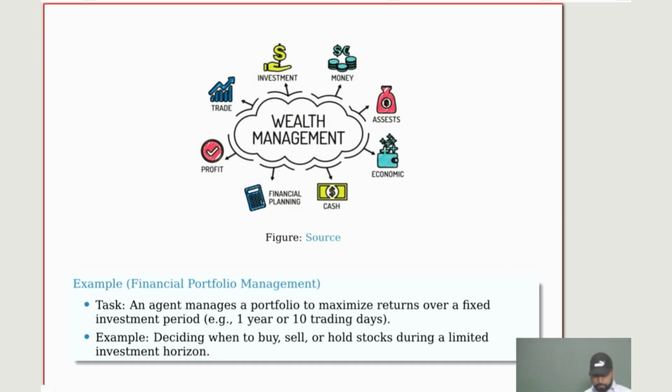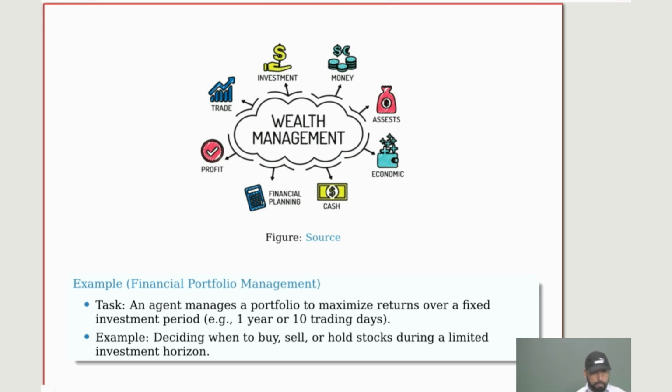It could be a portfolio management problem, which could be seen as a finite horizon problem. An agent, whoever the agent is, if you are rich enough, then you can hire some agent who will do the portfolio management for you, assuming that you are so rich that now you need someone to manage your portfolio.